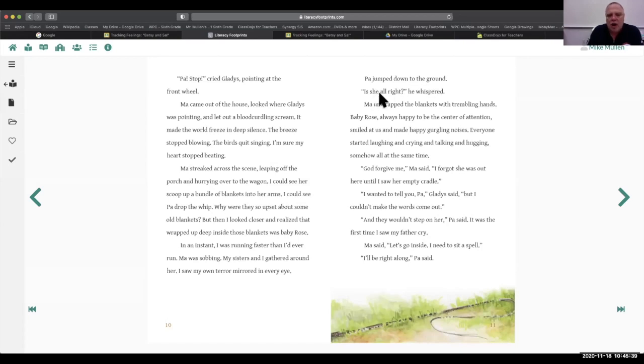Pa jumped down to the ground. Is she all right? He whispered. Ma unwrapped the blankets with trembling hands. Baby Rose, always happy to be the center of attention, smiled at us and made her gurgling noises. Everyone started laughing and crying and talking and hugging, somehow all at the same time.